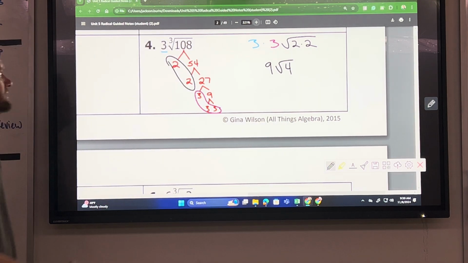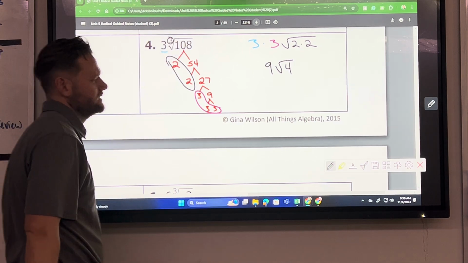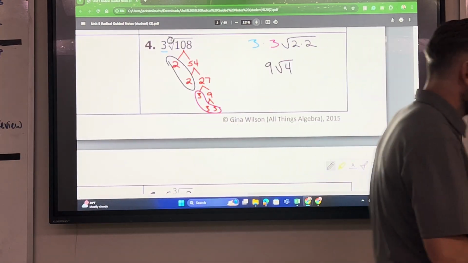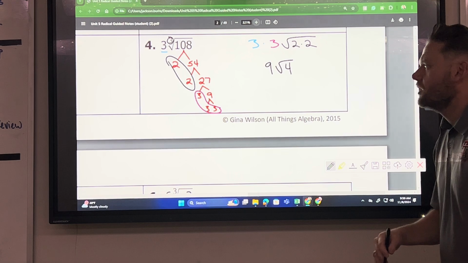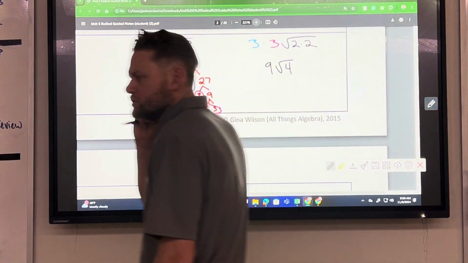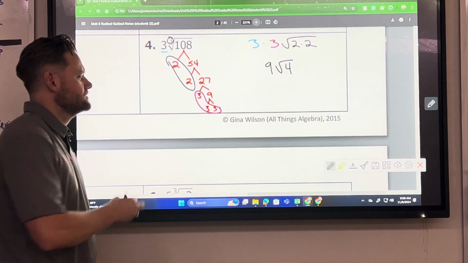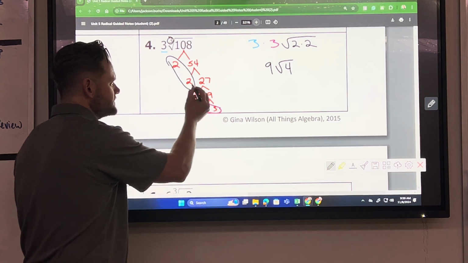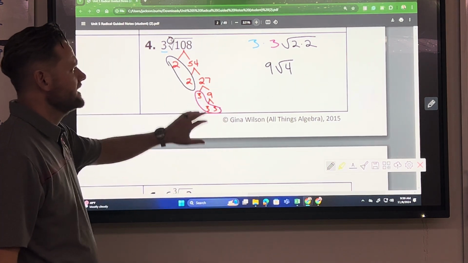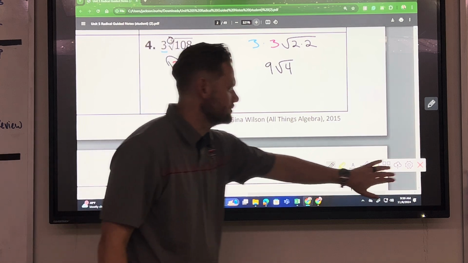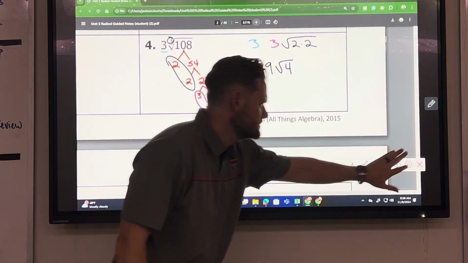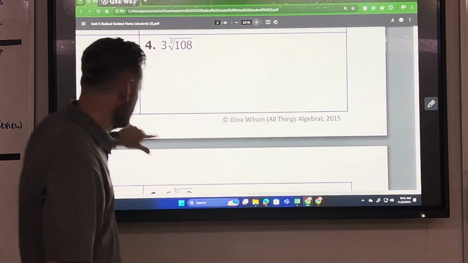No plus or minus. We have an odd index. So you're simplifying just like normal on your cubed roots. The only difference is now we're taking out our factors in triplets, in groups of 3. So let's do a 4th root now.